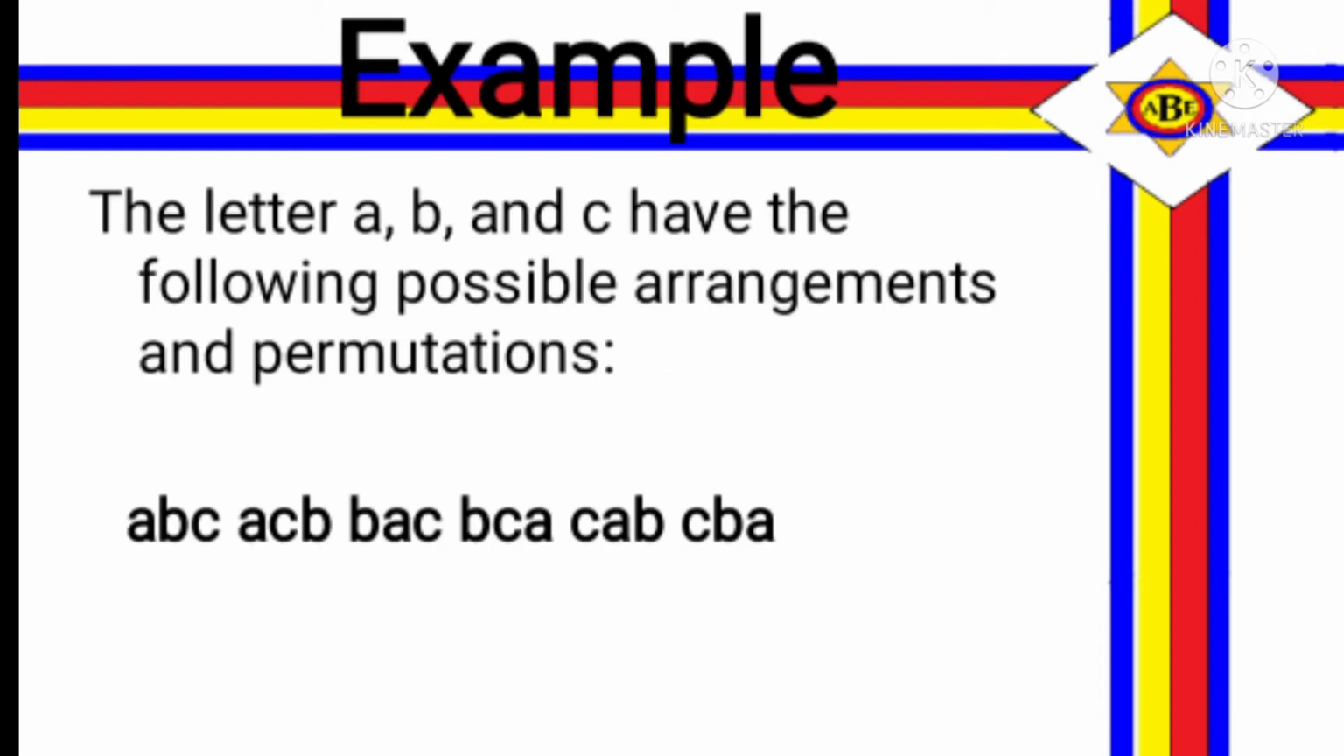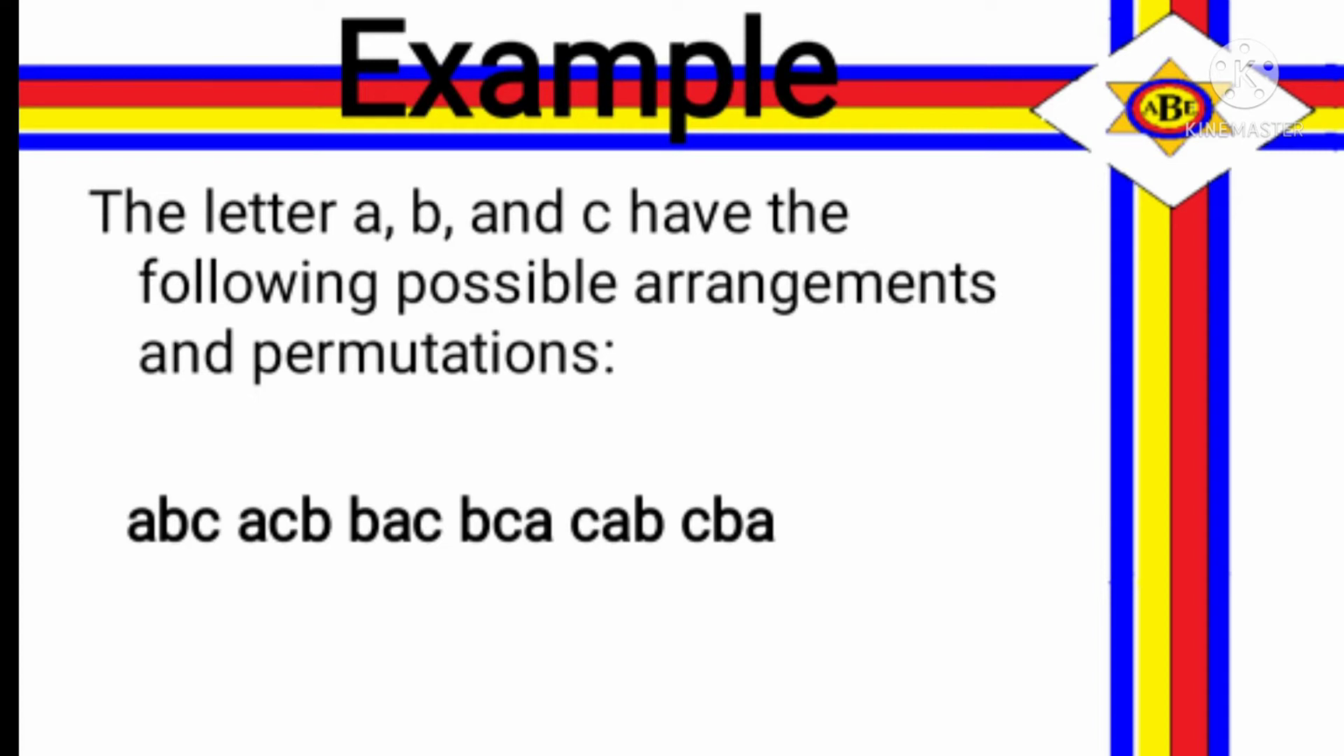Let's have example number 1. The letters A, B, C have the following possible arrangements or permutations. First, A, B, C; second, A, C, B; B, A, C; B, C, A; C, A, B; and C, B, A. So we have 6 ways of arrangement.